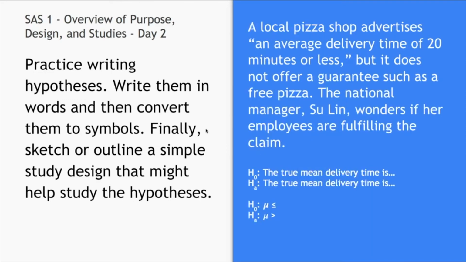Let me go back. And if you're going to do it down here with the Greek lettering, the null hypothesis is mu is less than or equal to 20 minutes, where mu is the true mean delivery time. And the alternative hypothesis would be mu is greater than 20 minutes.